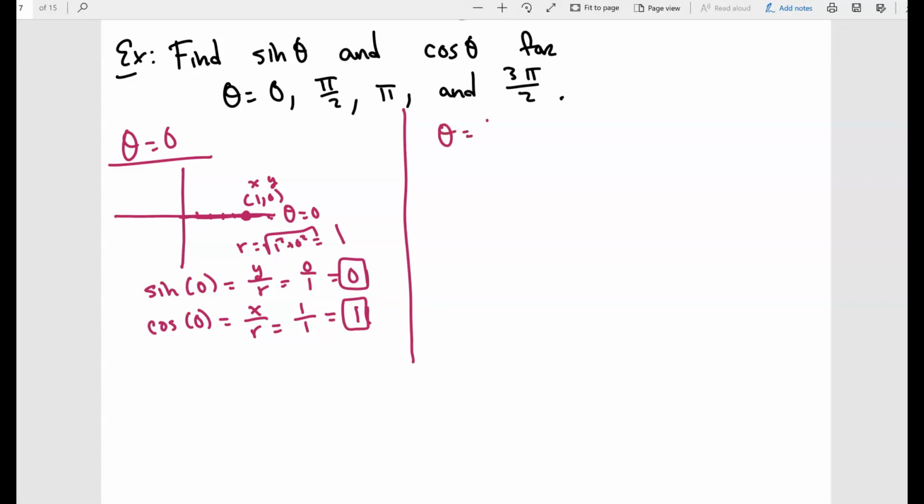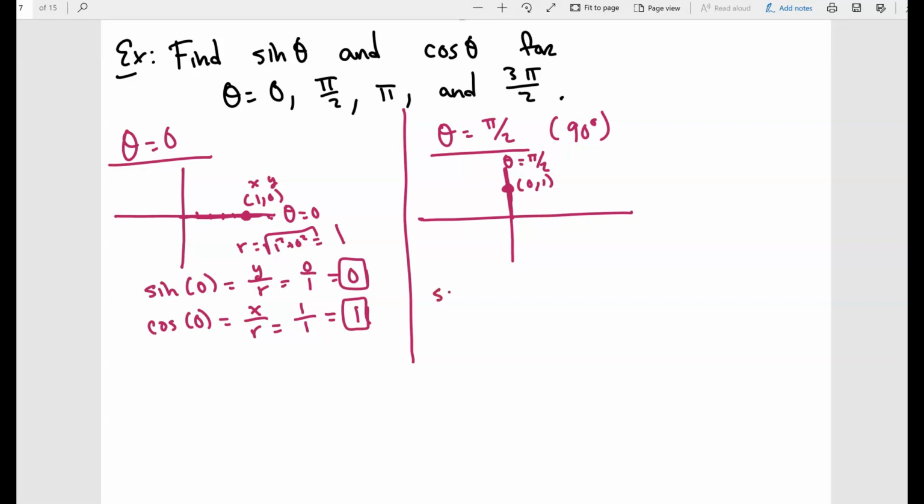For theta equals pi over 2, okay, let's do the same thing. So pi over 2, if you were to convert this into degrees, this is actually 90 degrees. Okay, so pi over 2 is going to be right here. Theta equals pi over 2. I can choose any point along this angle, along this line. I'm going to choose the same point, kind of very much the same, but in this case, it's going to be 0, 1. That's a point on that line.